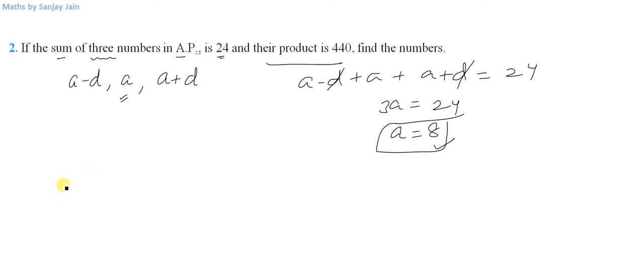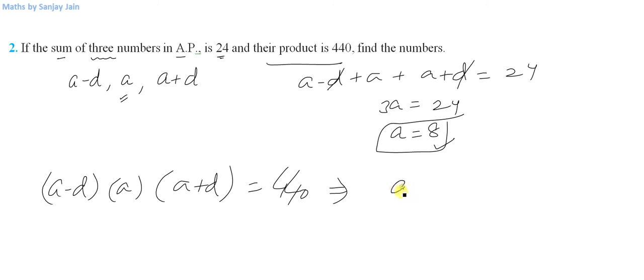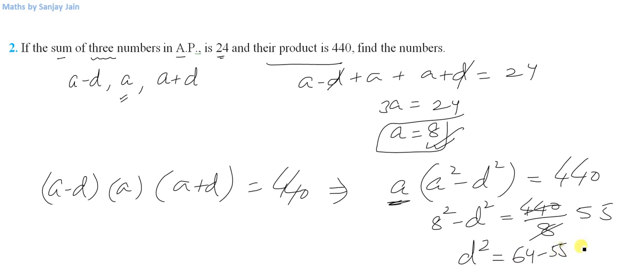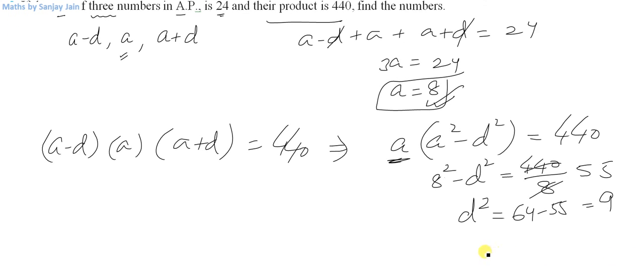Their product is 440, so I can write a minus d into a plus d is equal to 440. This can further be written as a into a square minus d squared equals 440. Now I know that a is 8, so 8 squared minus d squared, this I am taking on the right hand side, will be 440 by 8. 8 5s are 40, 8 5s are 40. So d squared is equal to 64 minus 55. What is it equal to? 9. Right? So what is d? D is plus minus 3.